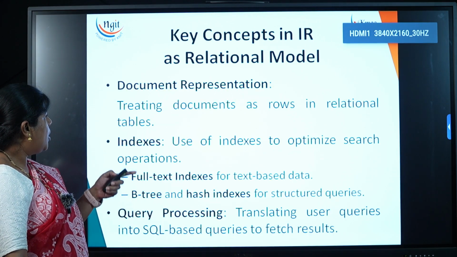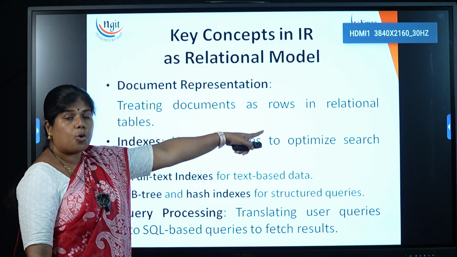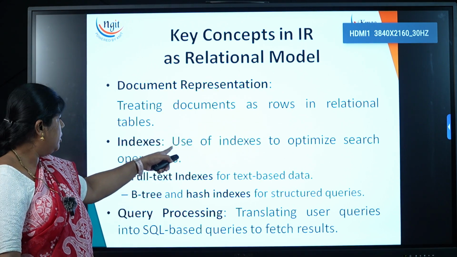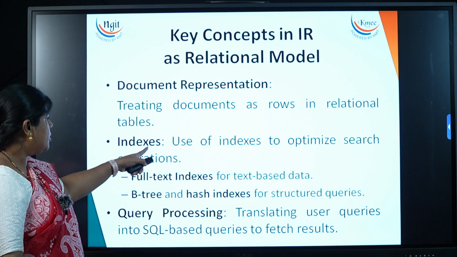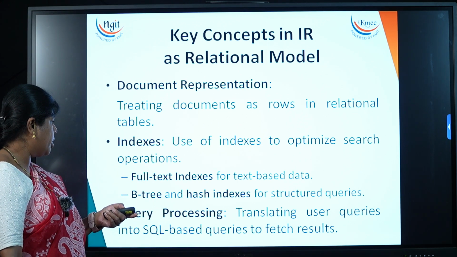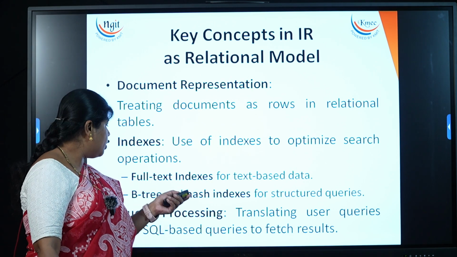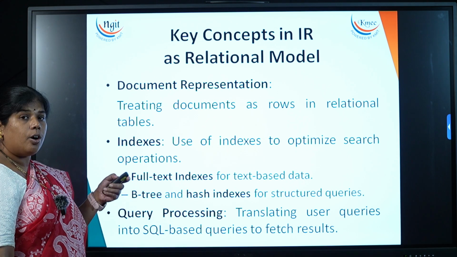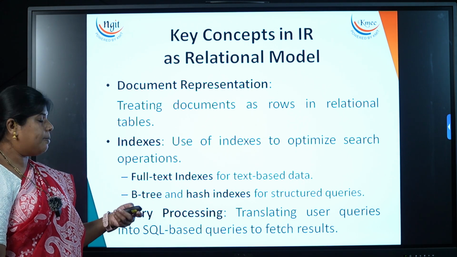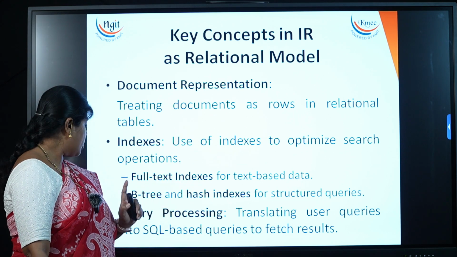So what we are doing, how we are representing the document? Treating documents as rows in your relational table. And indexes mean what? Using indexes only, I am optimizing my search operation. Based on the text, you can take the full text indexes, or because of the database I can make use of the B tree and hash indexes for the structured query.